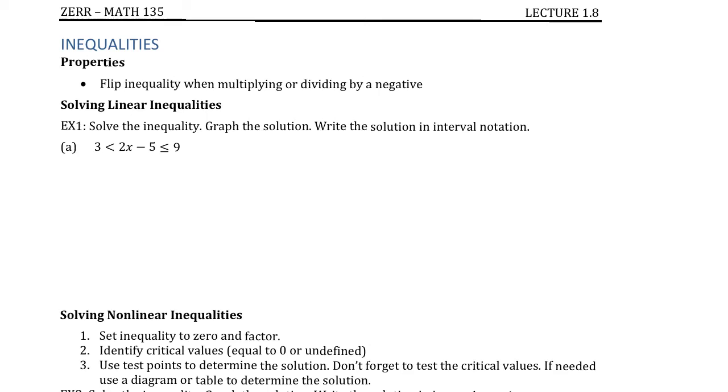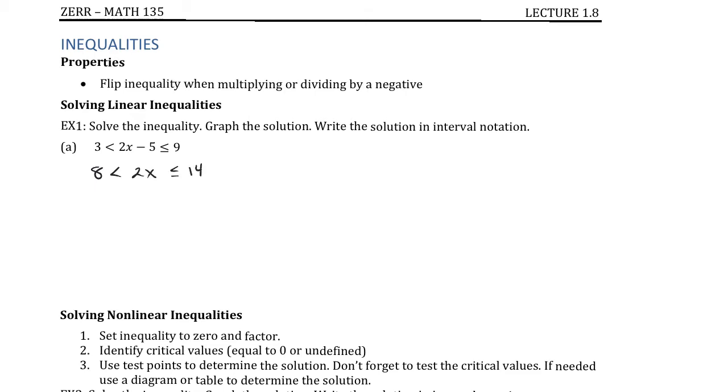Alright, let's look at inequalities. So we could have linear inequalities, and this is an example: 3 is less than 2x minus 5 is less than or equal to 9. I can just go through and add 5 to both sides. So I'd get 8 is less than 2x, which is less than or equal to 14.